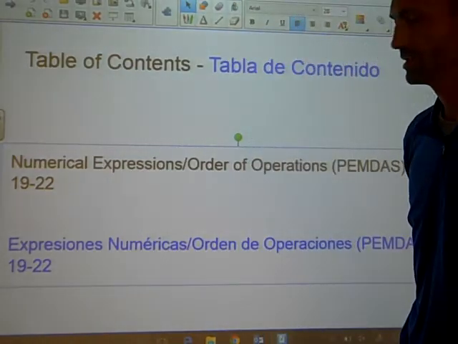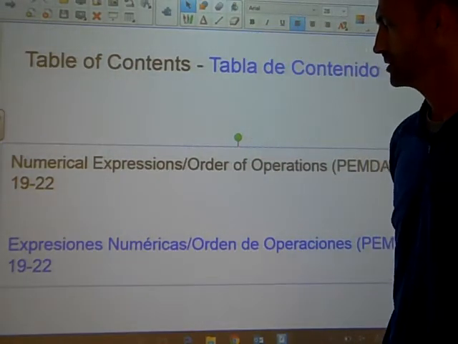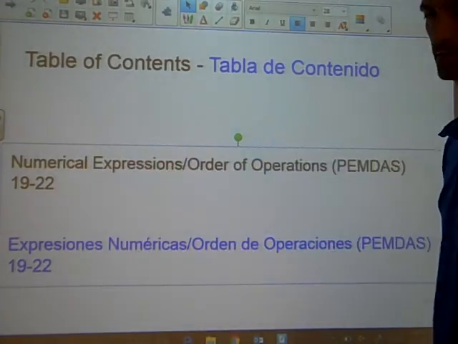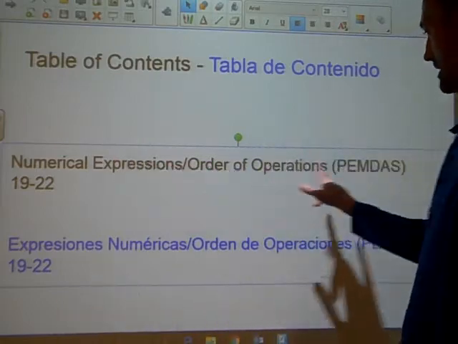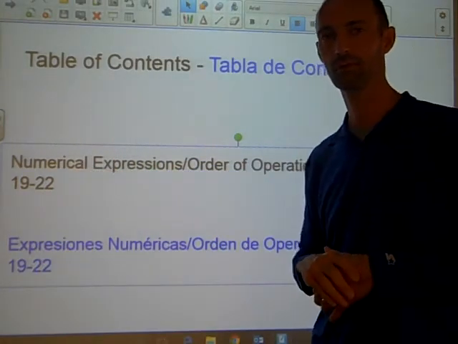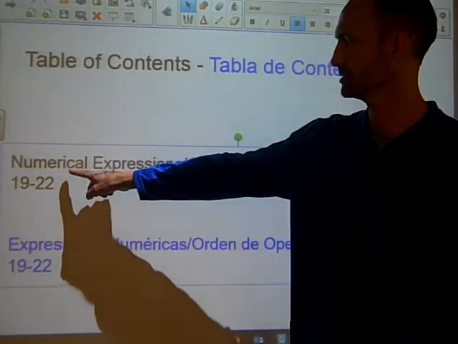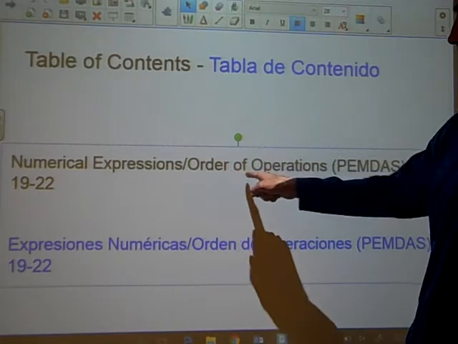In your journal, in the table of contents, on the next line, you need to write the title, the entry for our next unit, and it looks like several things, and we'll call them by 3 different things. One is called numerical expressions, or order of operations.